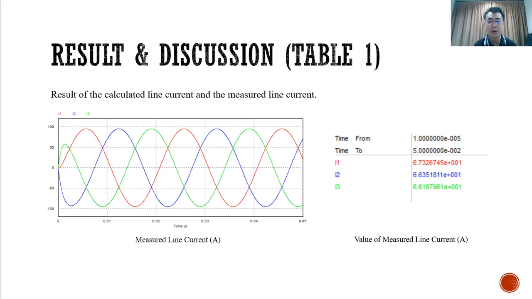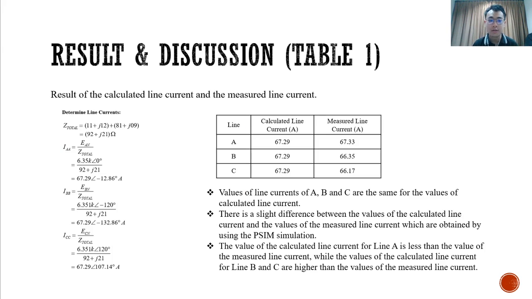For the result and discussion part, for table 1, we discuss the result of the calculated line current and the measured line current. This is the graph received after the simulation was done, and the data as well. We can see the calculation of the line current. The data for line A, line B, and line C are the same, which is 67.29 ampere. For the measured line current, line A is 67.33 ampere, while line B is 66.35 ampere, and line C is 66.17 ampere.